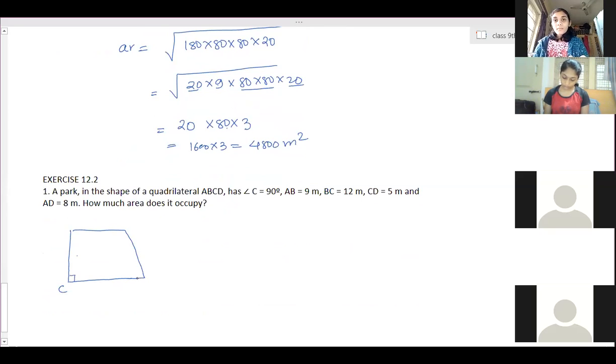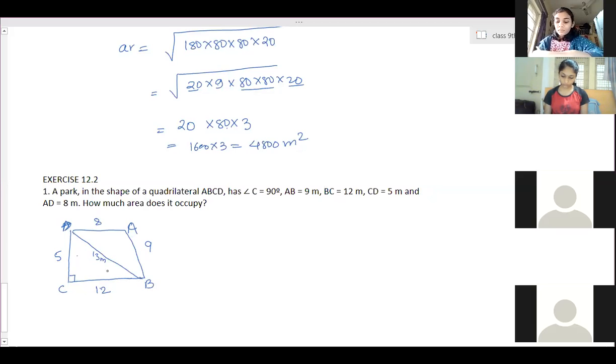This is C, 90. No, sorry. Here should be B. This should be A. This is D. So we have to join BD. So AB is 9, BC is 12, CD is 5, AD is 8. So this is 5, 12. That means this is 13 meters.